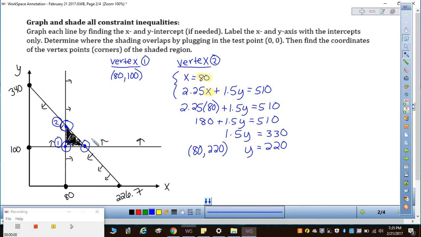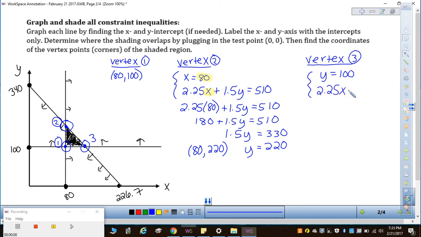Okay, we're going to follow a similar process to find our third vertex point over here. Like we did for the second vertex, we're going to put together a system of equations. This third vertex point is made by the intersecting lines, the horizontal line, which that equation is y equals 100, and the diagonal line, which is the same as we said before.